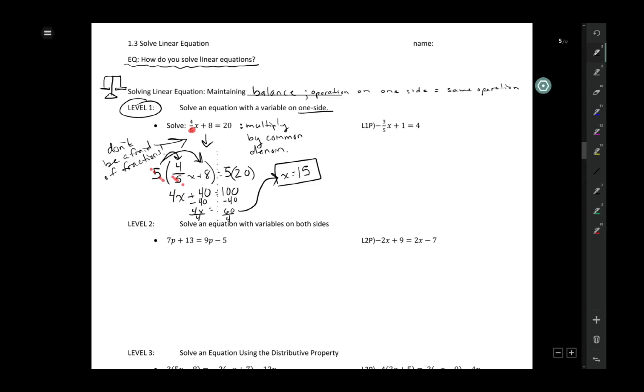Now, what I recommend you do in the future is you do the Dvorsky double check. And what that means is you just take your x equals 15. You did all that hard work, substitute it back on in for x. Remember, when we substitute, you want to use parentheses. And when you do that, 4/5 x plus 8 equals 20, you should get 20 back out.